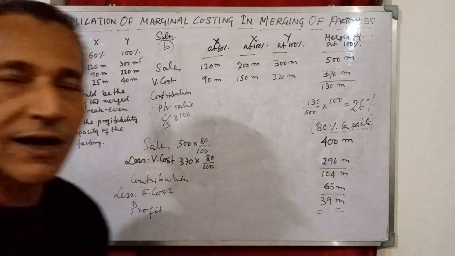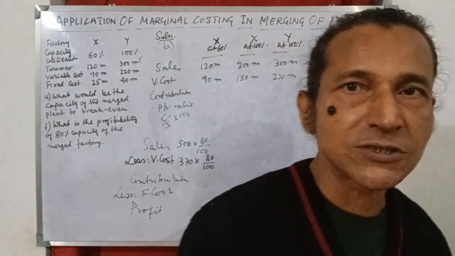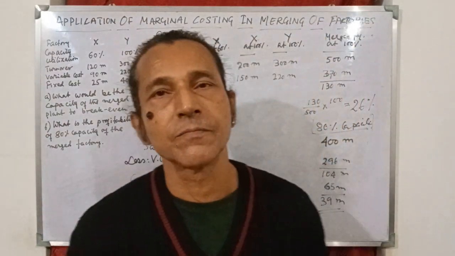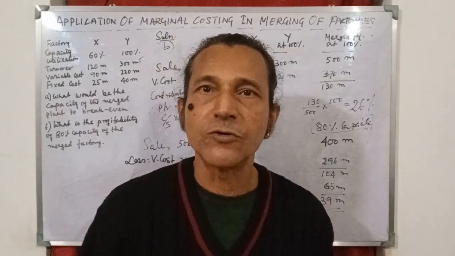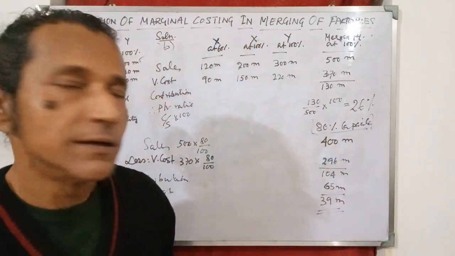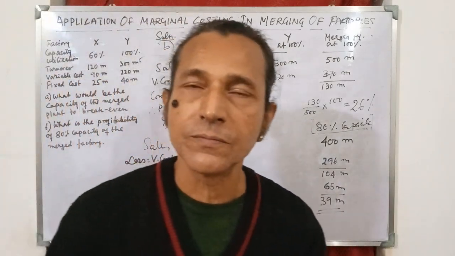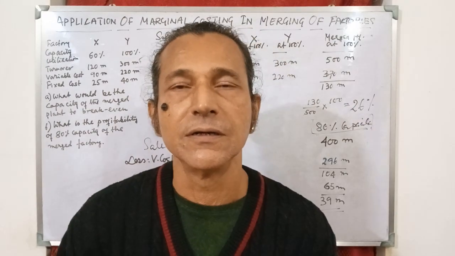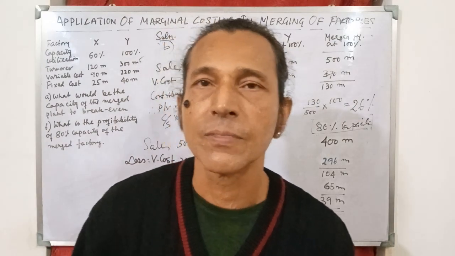So in this video I have explained how the marginal costing technique can be applied in case of merging of two factories, right? It is enough for this video. I believe you have understood this well.